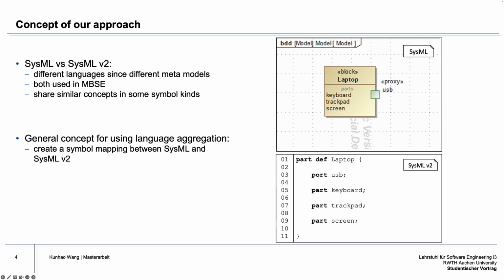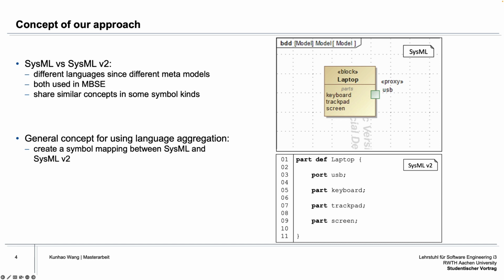SysML and SysML v2 are two different languages because they are based on different metamodels. However, since they are both used in model-based systems engineering, they share similar concepts in some symbol kinds. For example, SysML uses a block symbol to model a system or system component. In SysML v2, they use the part-def symbol to model a system or system component.